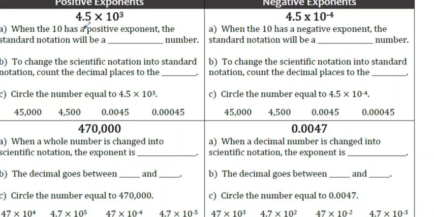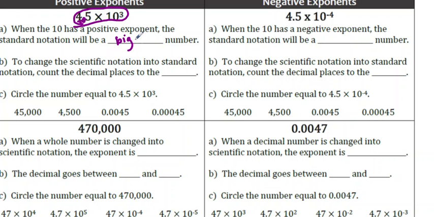Okay, a couple of things about scientific notation. Remember, this is what scientific notation looks like. Okay, you're going to have a number up front that has to be greater than or equal to 1, but less than 10. In other words, on the number up front, you have your decimal point and you have one number in front of it. Okay, when the 10 has a positive exponent, the standard notation will be a big number. Remember, scientific notation is when you have it times 10 to a power.